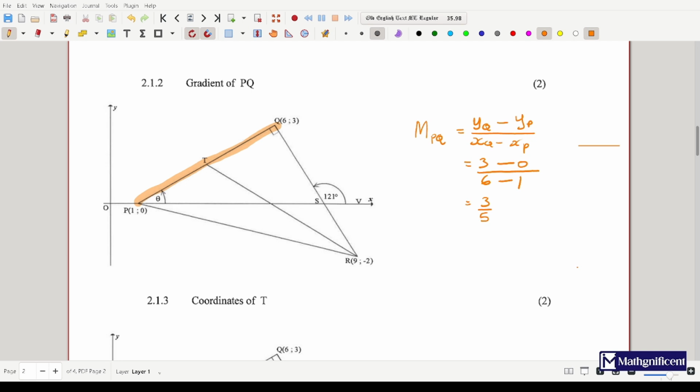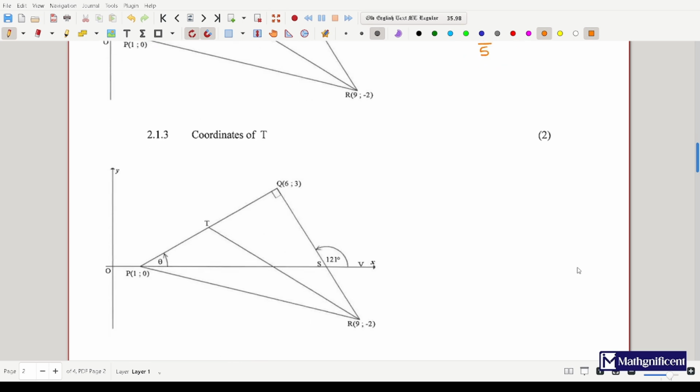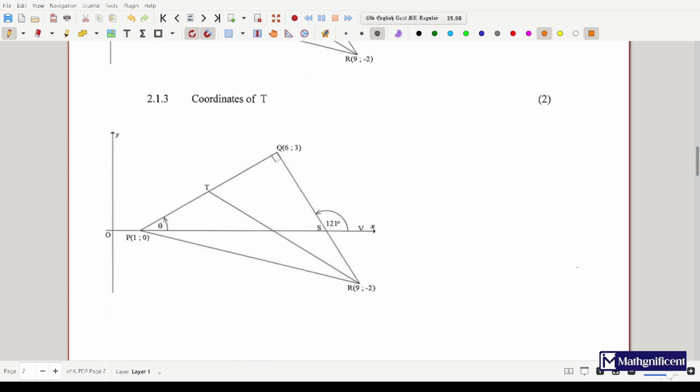So now we go on further and look at 2.1.3. They said that we should calculate the coordinates of T, right? Remember they said something about T in our statement. They said that T is a midpoint of PQ, meaning that this distance here is equal to this distance here.